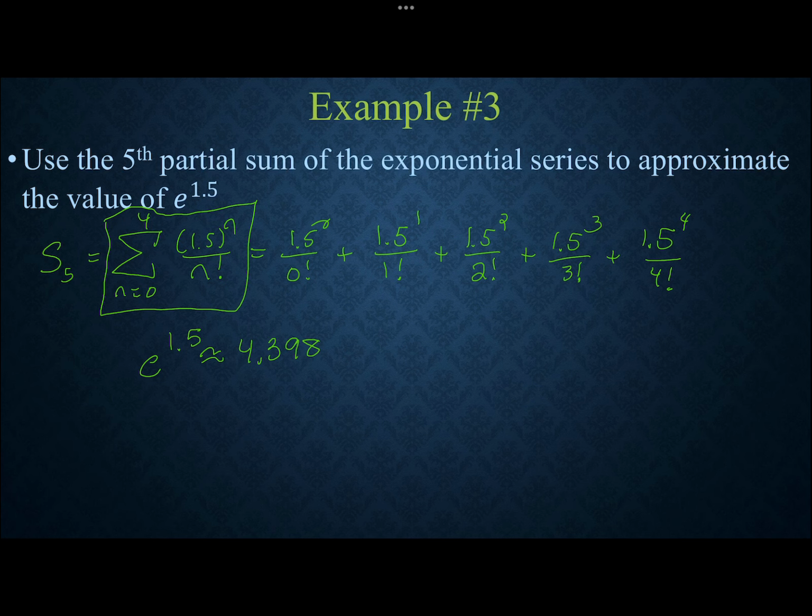But obviously it would get even closer if we did a sixth partial sum, a seventh partial sum, and so on down the list. But again, fifth partial sum, n equals 0 to 4. If I wanted an eighth partial sum, it would be n equals 0 to 7.